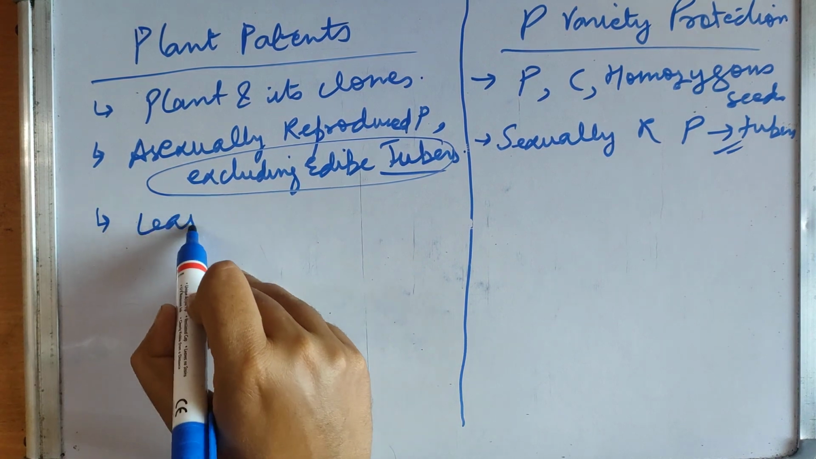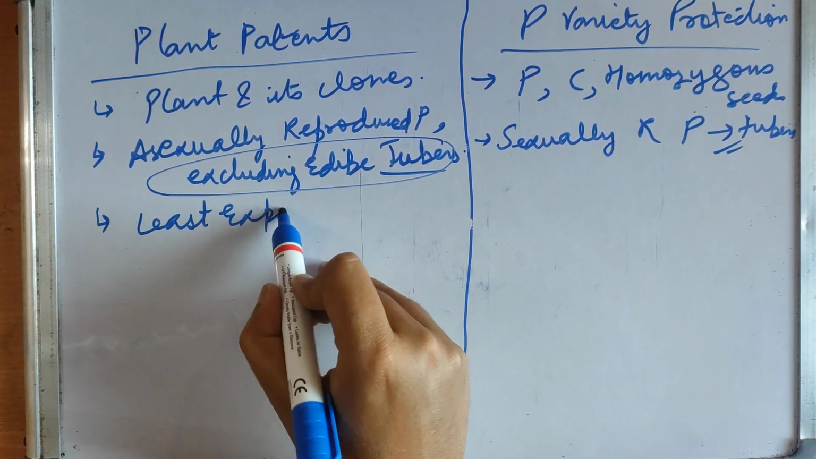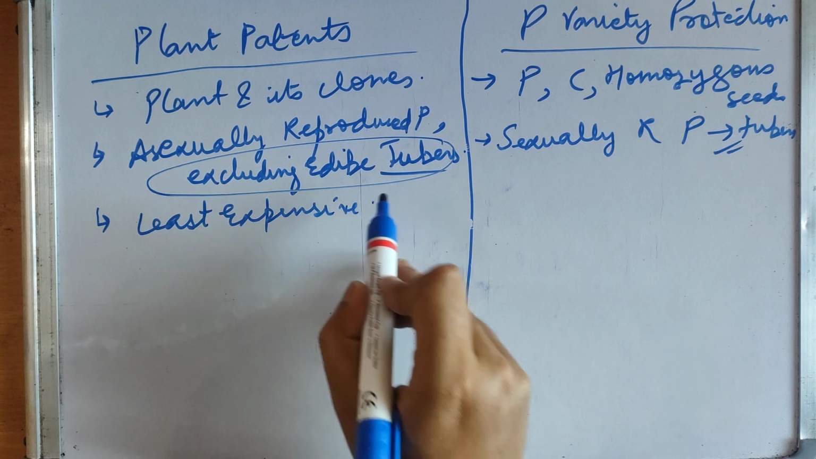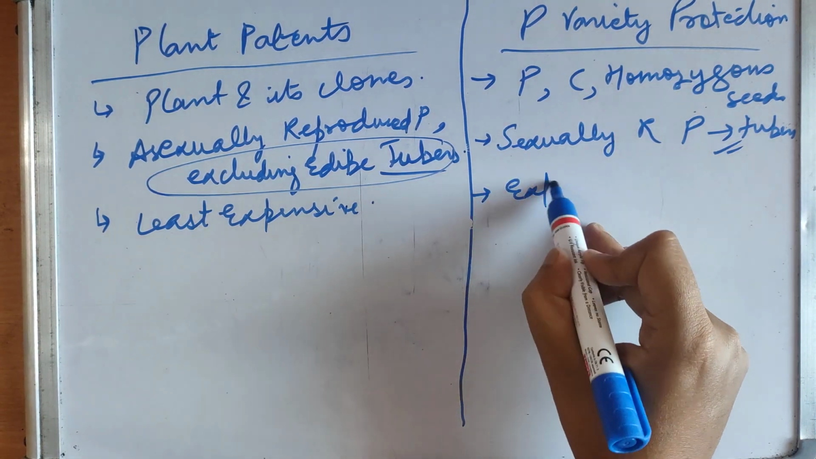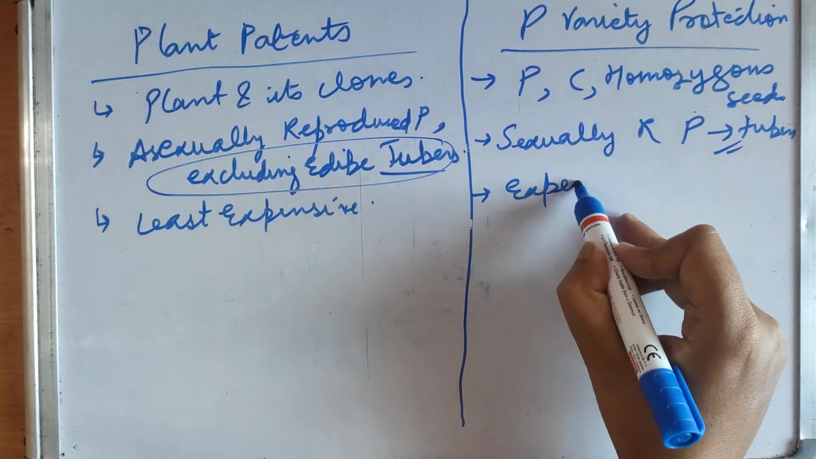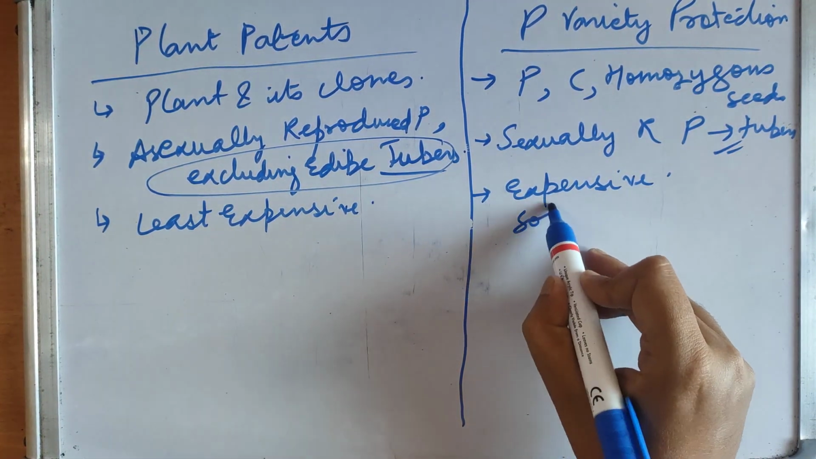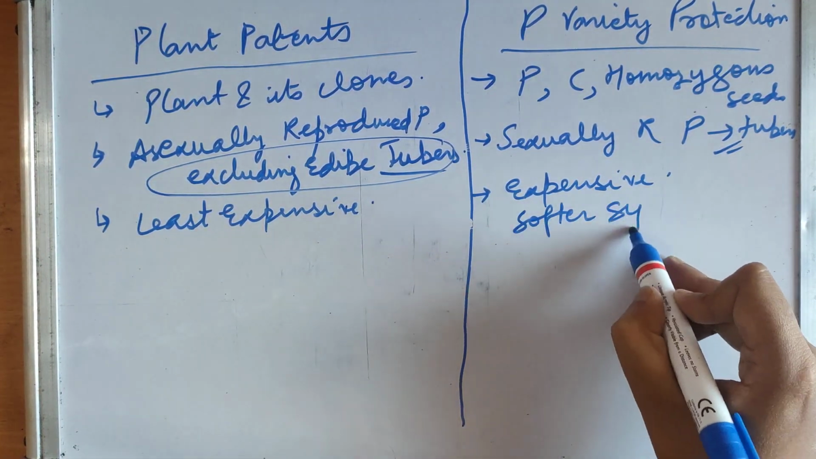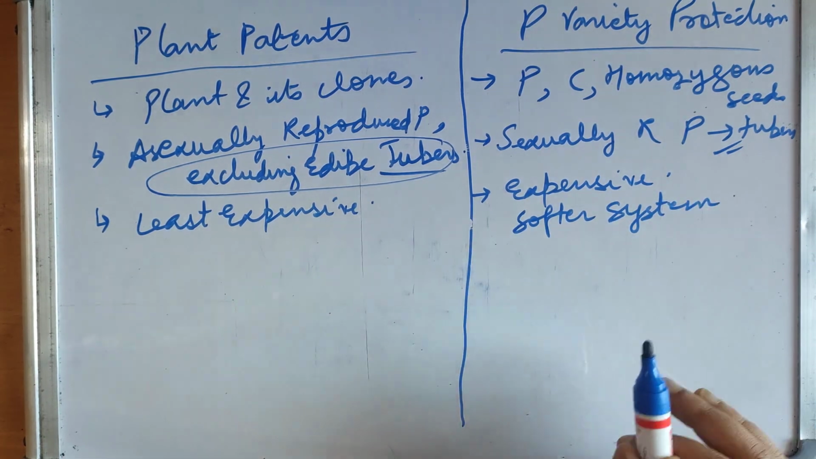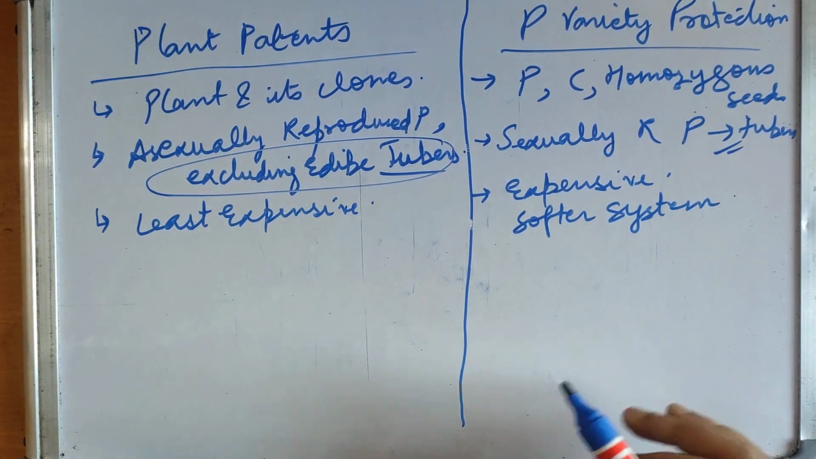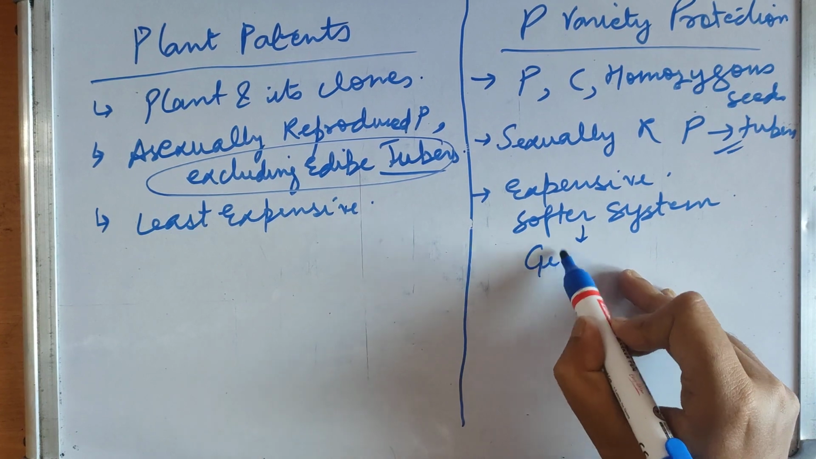A plant patent is the most expensive. Plant variety protection is less expensive than plant patents, and it is a softer system. What do you understand by a softer system? That is a system giving back to the community.